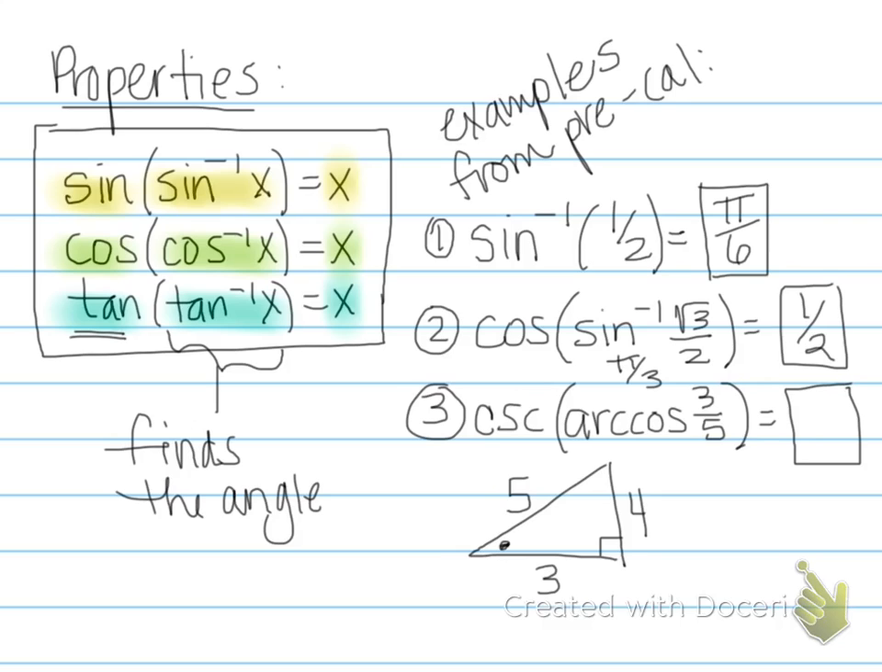So let's find the cosecant of this angle. Well, if cosine is adjacent over hypotenuse, cosecant is the reciprocal of sine, so it would be hypotenuse over the opposite. We'll review these a little more with our classwork tomorrow.